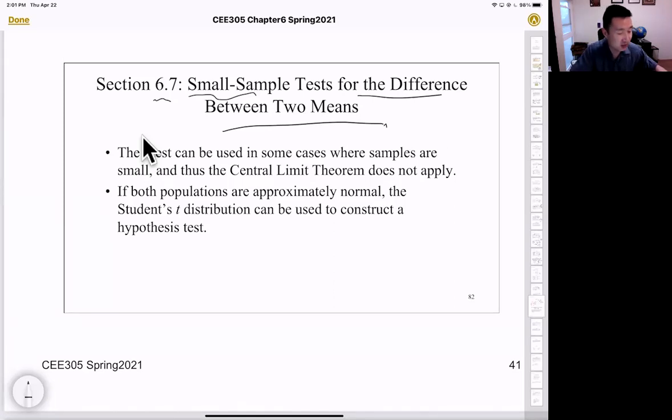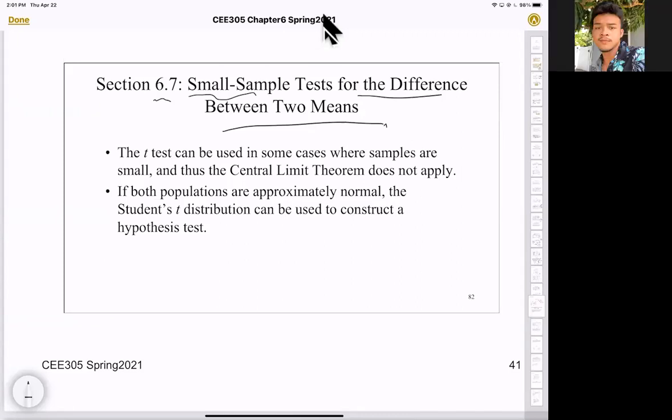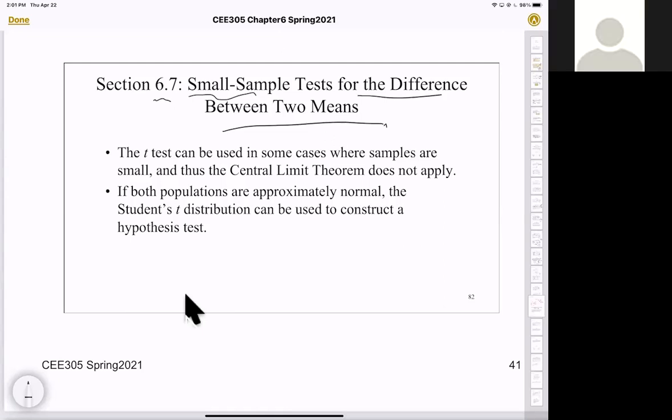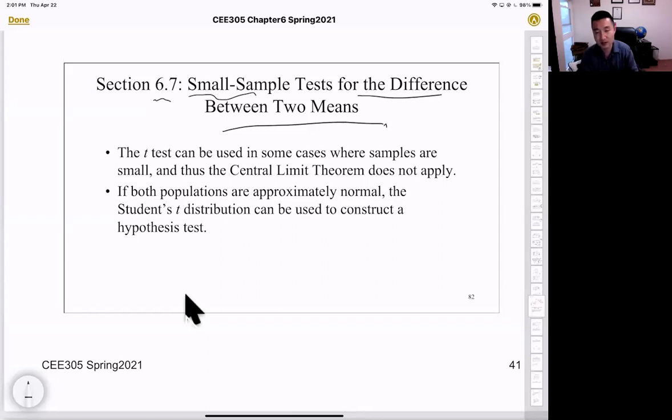Today, we finish chapter 6, section 6.7, small sample test for difference between two means. And we also do similar things for confidence interval. We have the large sample test and confidence interval for difference between two means, and now the small sample. Same thing from here, chapter 6.